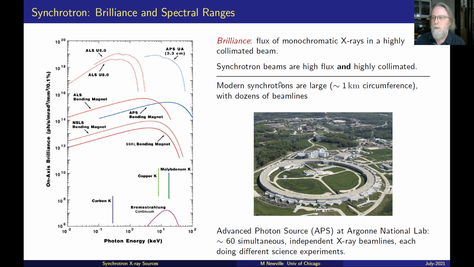So modern synchrotrons are large. They have circumferences that are on the order of a kilometer, and they have dozens of beamlines each. So the APS, the Advanced Photon Source at Argonne National Lab, has about 60 simultaneous independent X-ray beamlines running continuously, and each one is doing a different scientific experiment.